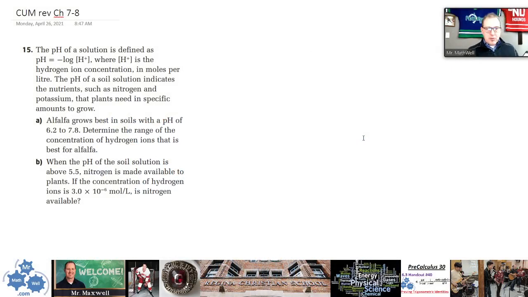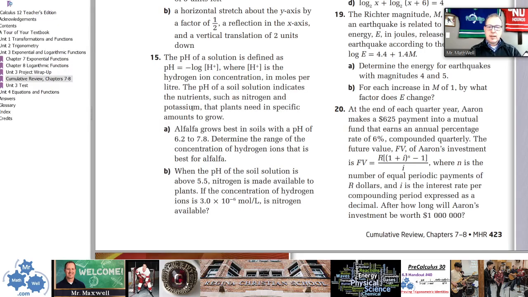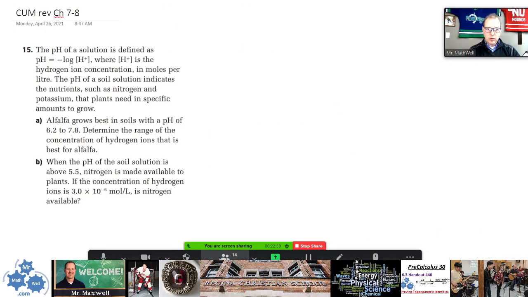All right, so leading up to the Chapter 7, 8 unit exam, or if you're reviewing Chapter 7 or 8, here's a few questions. This one is a logarithmic question. This is number 15 from the cumulative review in the text, and I'll show you that here. That's on page 423 in the McGraw-Hill Ryerson Precalculus 12 text is where we're from.